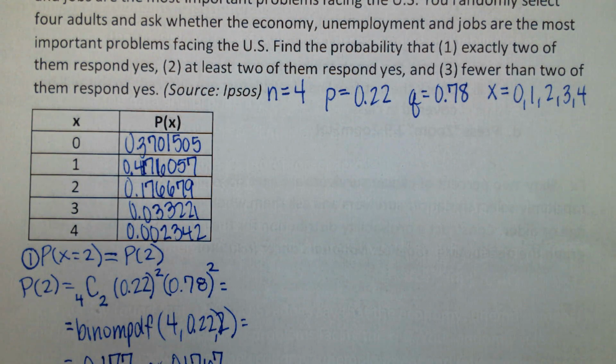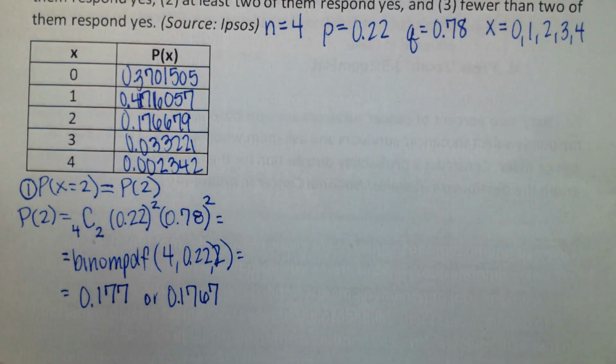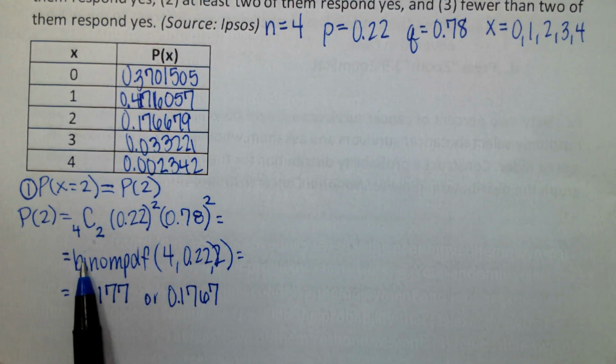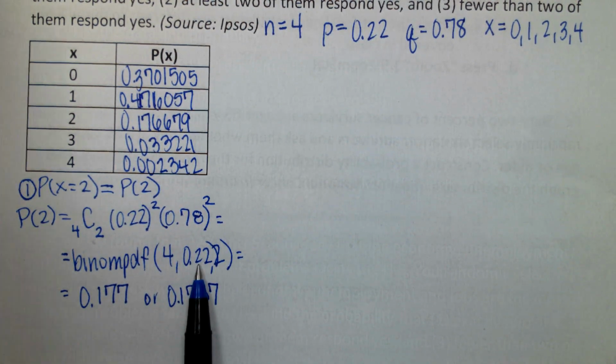Sometimes they want you to do 3, sometimes they want you to do 4. So it depends on what they want you to do. Ooh, can't see the camera. So let's do the calculator. We've done one of these with the calculator. Let's do the calculator for this one. Binomial PDF.